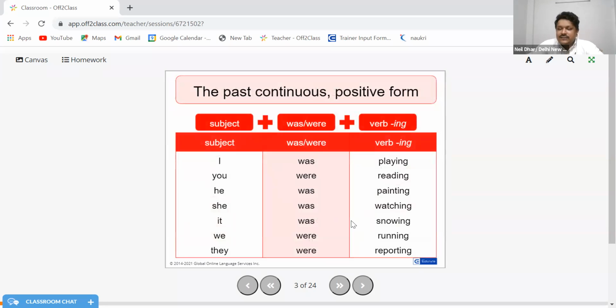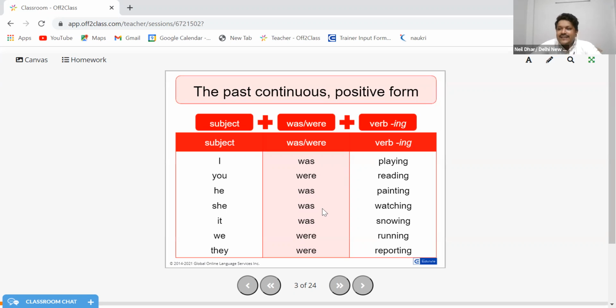We discussed this rule in a previous video. For people watching this video for the first time, let's have a look at how we use was and were and what exceptions we have. I was playing, you were reading, he was painting, she was watching, it was snowing, we were running, they were reporting. To break down the rule and make it really easy, whenever we have plural like we or they, we use were. Whenever we have singular, like I or he or she, we use was.